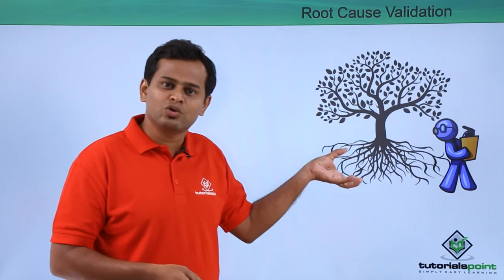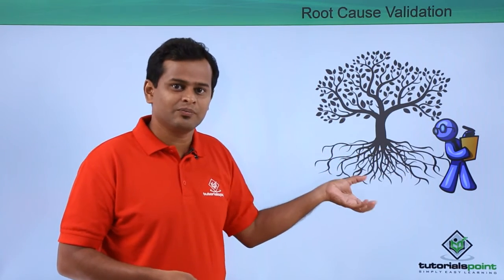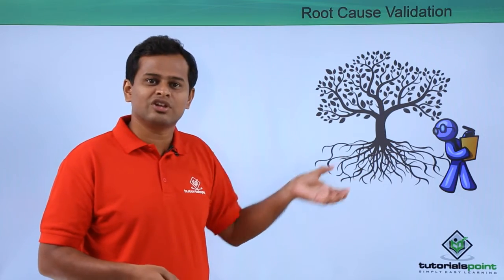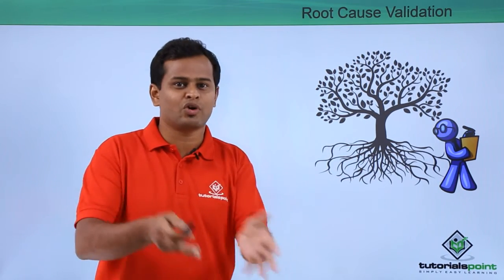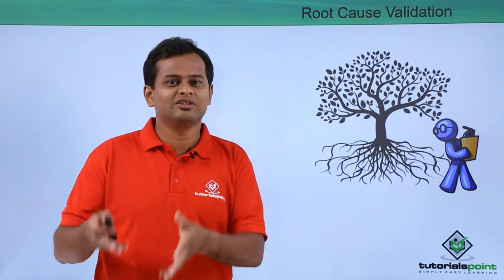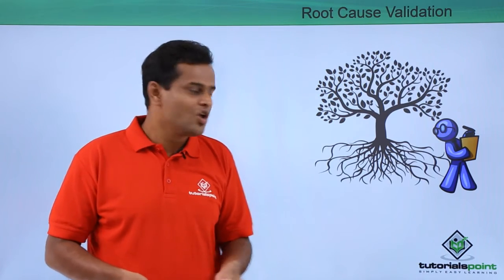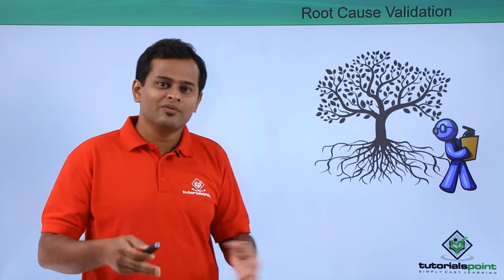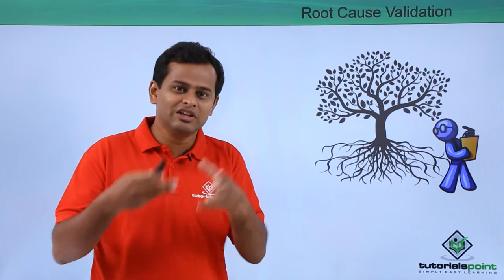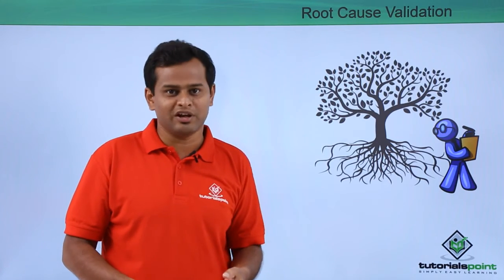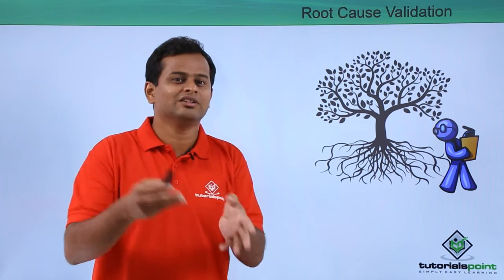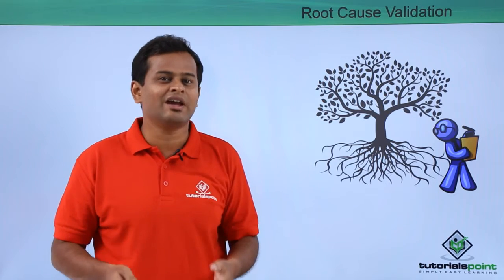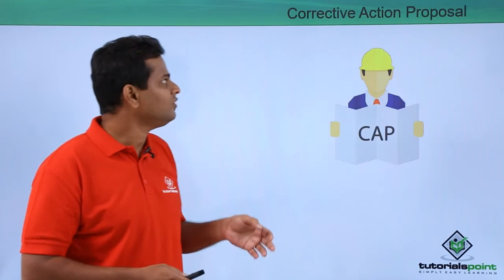Finally, the identified root cause needs to be validated, and validation means we need to simulate that in a production line or through any other simulation mechanism. Once we have identified the root cause, when we do the simulation, we need to get the same kind of complaint. If we are not getting it, that means we have not really identified the root cause.